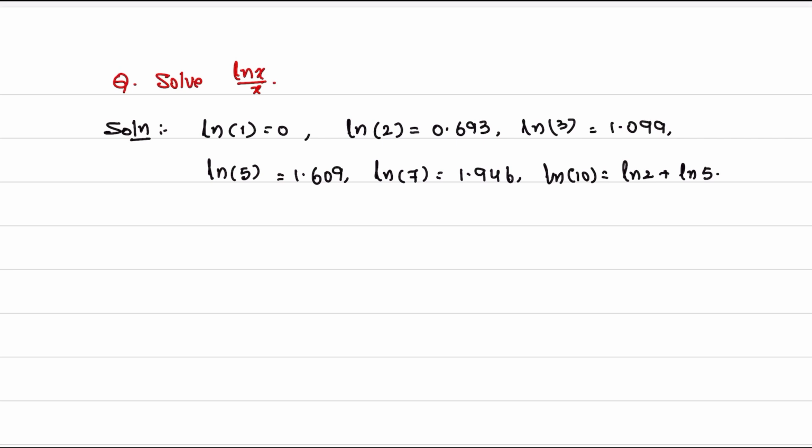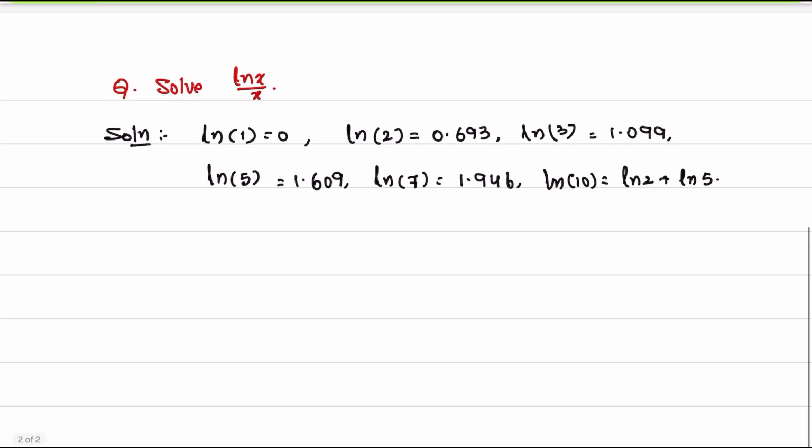If you remember these values, it may give you an idea about how the ln x varies with values of x. Now, what is ln 0? ln 0 is nothing but minus infinity.